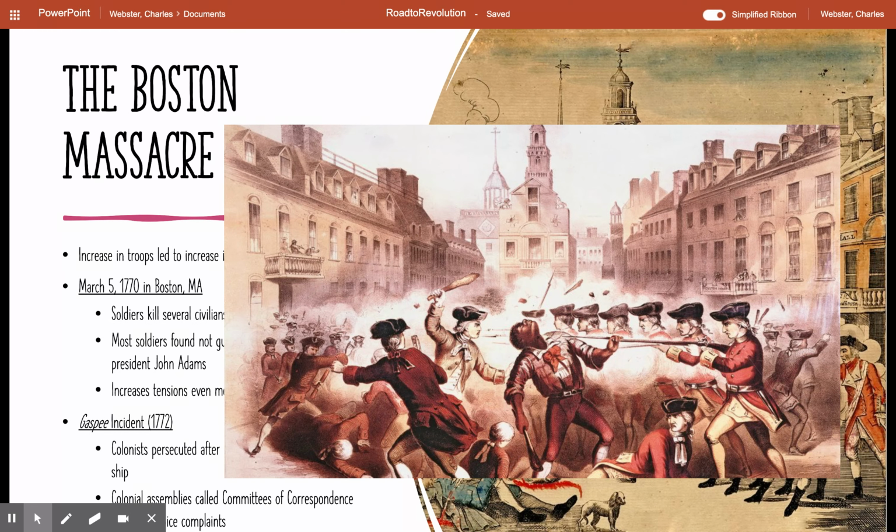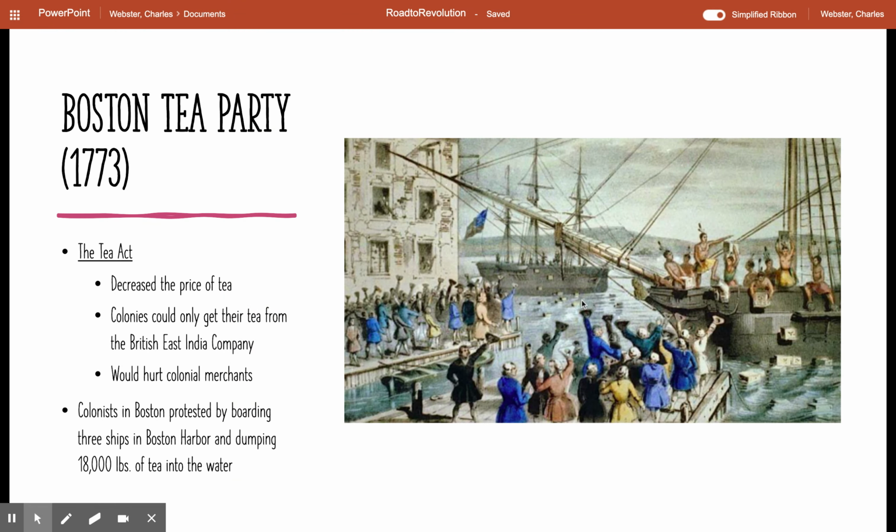So, and then the Boston Tea Party happened just a few years later. So 1770 was the Boston Massacre. 3 years later, you have the Boston Tea Party. And this was in response to an act known as the Tea Act. And this act had actually decreased the price of tea, right? And you'd think that it would be great, a lower price for tea, right? If you wanted a lower price of Starbucks or something.